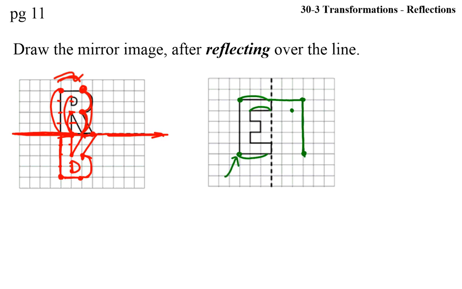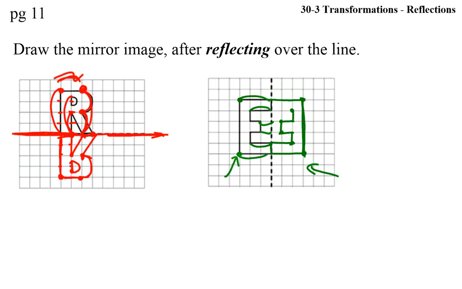My left side of the E will become the right side of the new E. And we can just keep working. Here we're 2 away, so we're 2 away. Here we're 1 away, so we're 1 away. And so on. 1 away, 1 away.